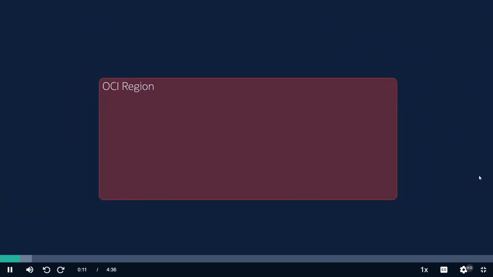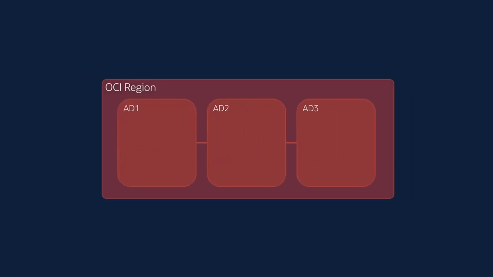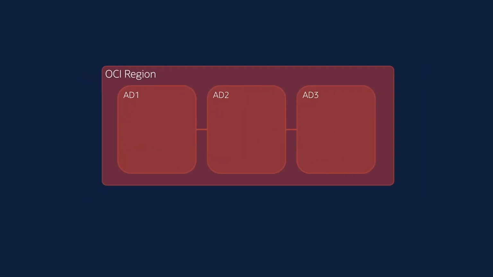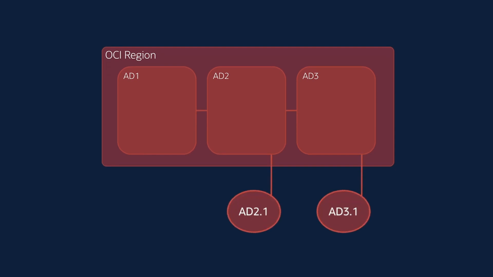Let's take a look at the physical data center level architecture. Each OCI region has 1 or 3 availability domains, also known as ADs. Each AD can have multiple child data center sites acting as an extension of the OCI AD. The child sites of a region are an integral part of OCI.